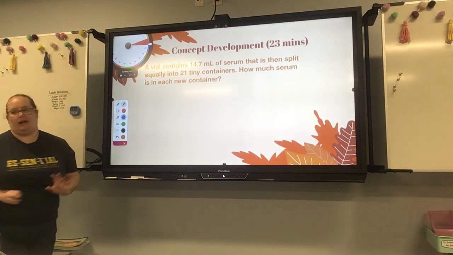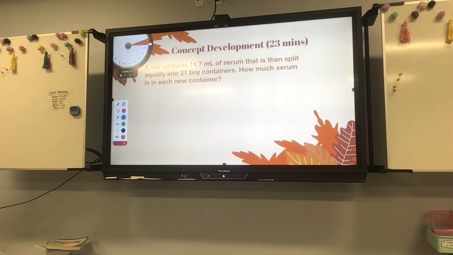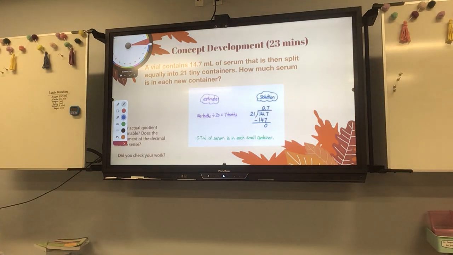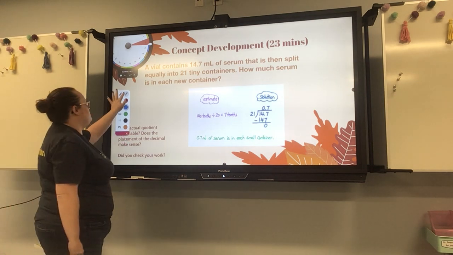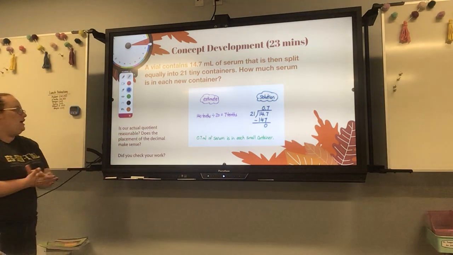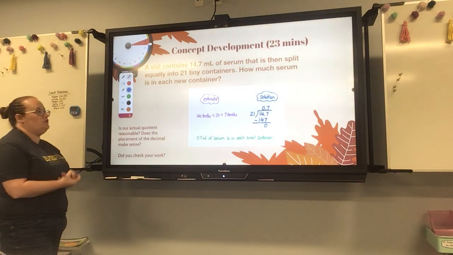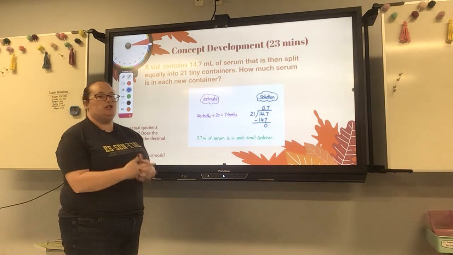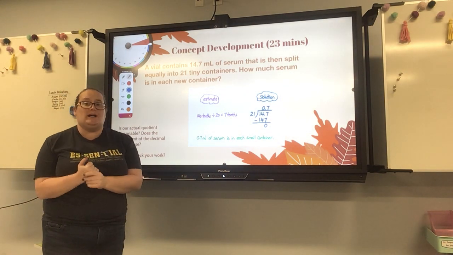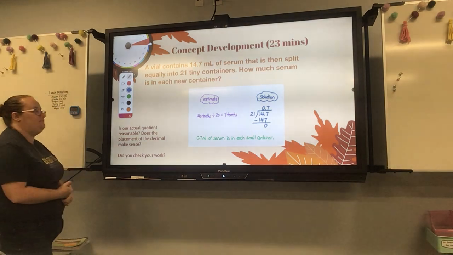Let's go on to the next one. And we can see that we did get it correct. There's a couple questions down here in the corner for us to answer. Is our actual quotient reasonable? Turn and talk to your partner. Does our answer make sense?